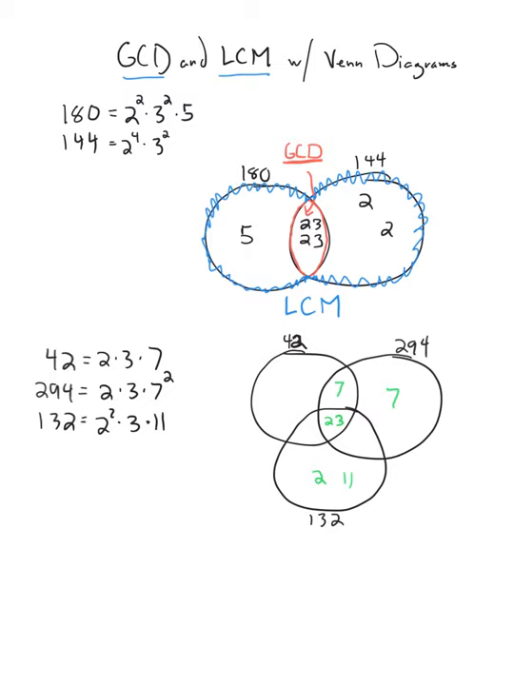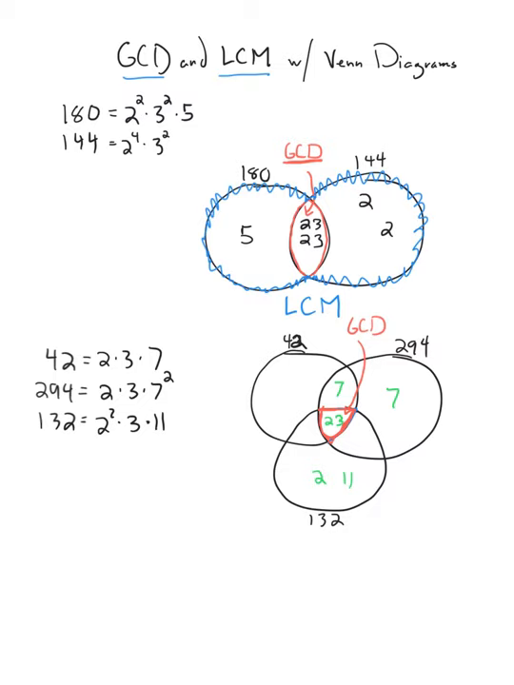Now you can see some cool things. Well, again, the greatest common divisor is the intersection of all three. So this is our, I'll do it in red since I did it in red last time. The intersection is our greatest common divisor. 2 times 3 is 6.